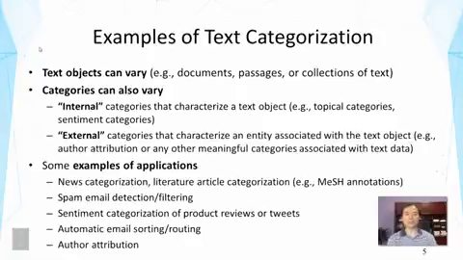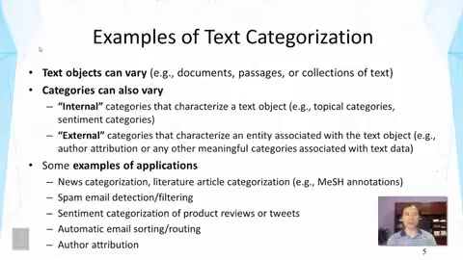So here are some specific examples of text categorization. And in fact, there are many examples. Here are just a few. So first, text objects can vary. So we can categorize a document or a passage or a sentence or collections of text. As in the case of clustering, the units to be analyzed can vary a lot. So this creates a lot of possibilities.